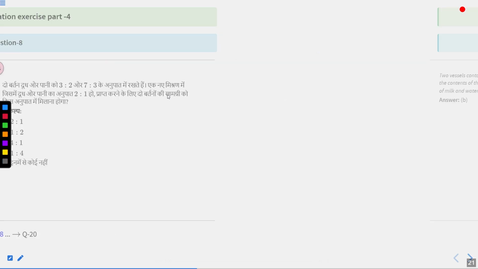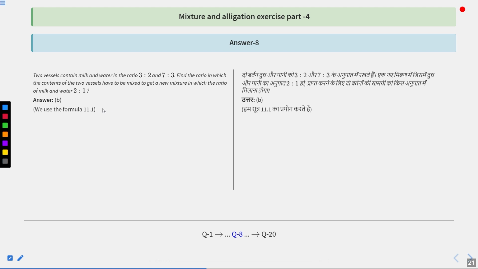Now time's up. Let's see the solution. We are using alligation formula 11.1. The question says that the first vessel has 3 plus 2, 5 liter. So milk in the first vessel will be 3 by 5. So let 3 by 5 be the milk available in the first vessel. In the same way, if there is 10 liter in vessel 2, then 7 liter is milk. So out of 10, 7 liter is milk.